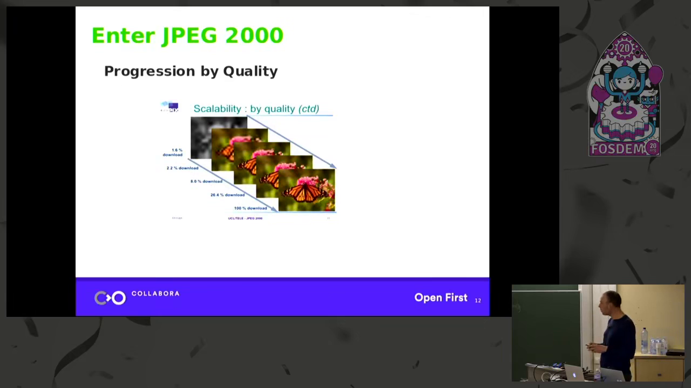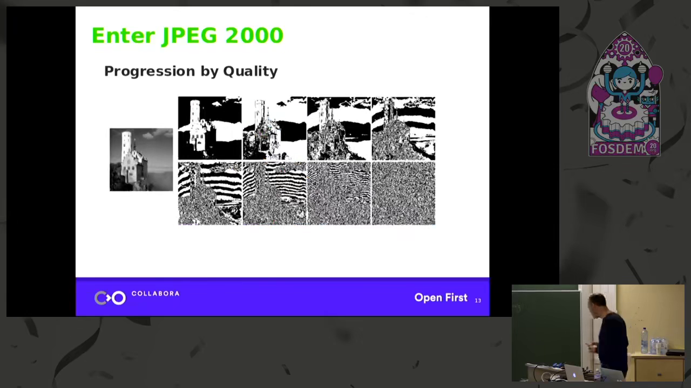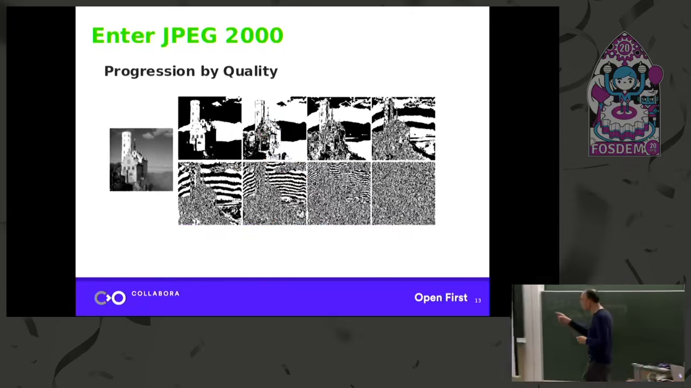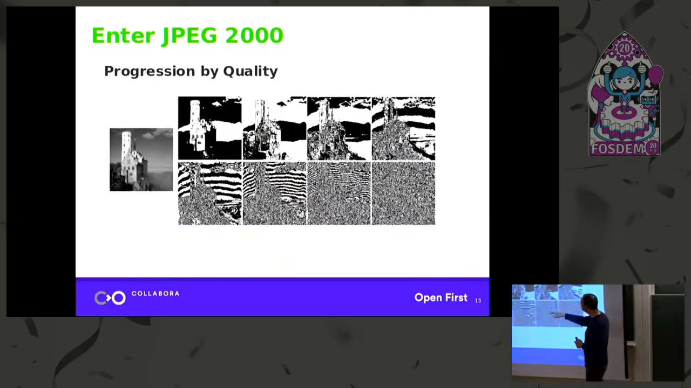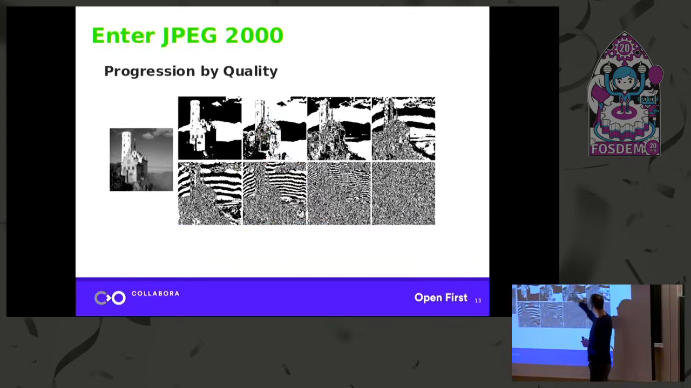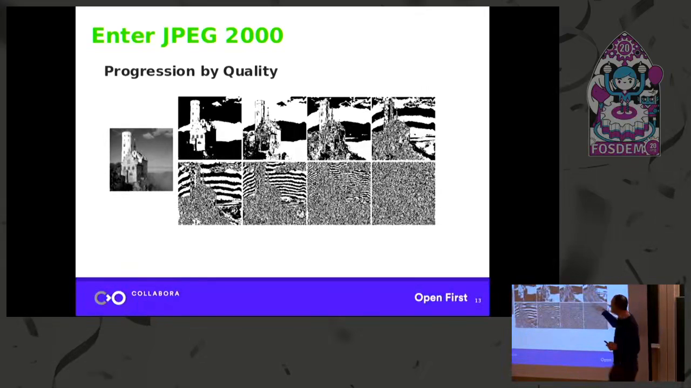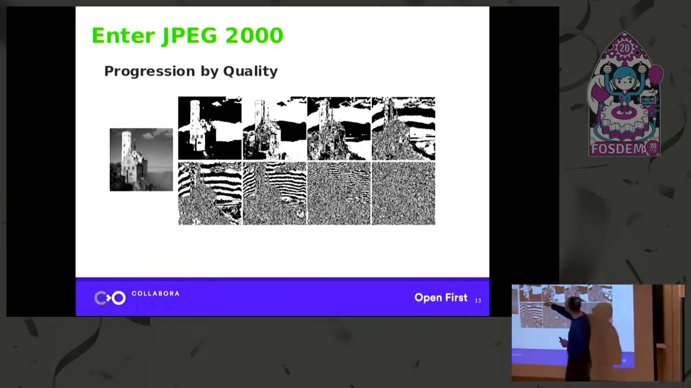JPEG2000 allows you to create quality layers, and you can package up those layers. And if you progress by quality, you can progressively download and get a useful image when you haven't downloaded the complete result. And this is how we do it. So that's an image of a castle in 8 bits. These are the bit planes for all the bits in each of those samples. So that's the most significant bit over there.